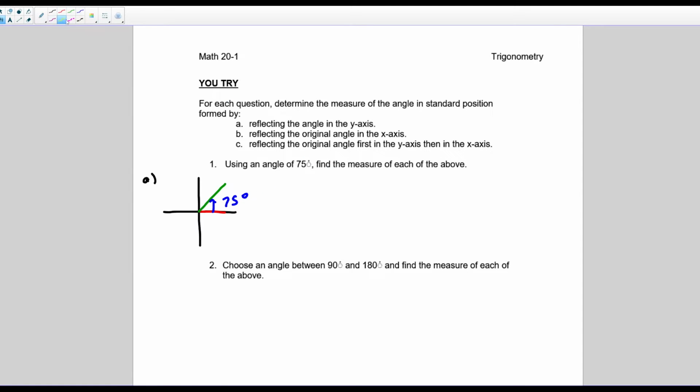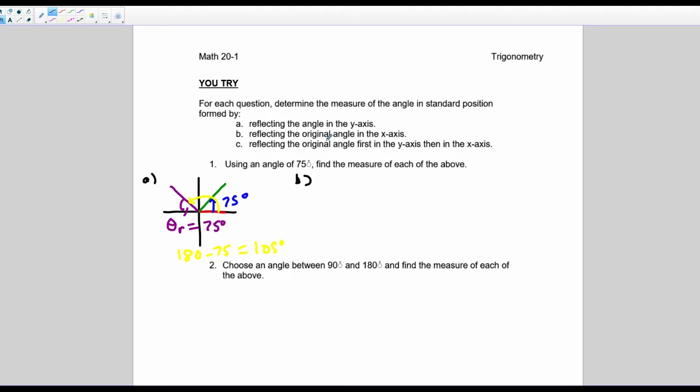And we're going to reflect this in the y-axis. So our y-axis is right here. If we were to do so, we're going to reflect it and it comes across on this end. And we can see that we still have that reference angle of 75 degrees. But if we were looking now at our angle in standard position, we're still going to start off with our initial arm. And then coming all the way over there, we're going to take 180 minus 75 gives us our new angle. In this case, it's going to be 105 degrees.